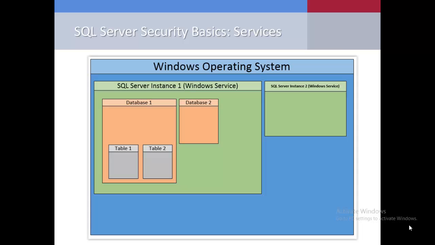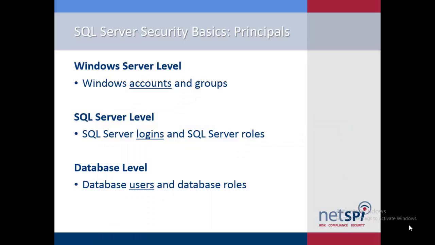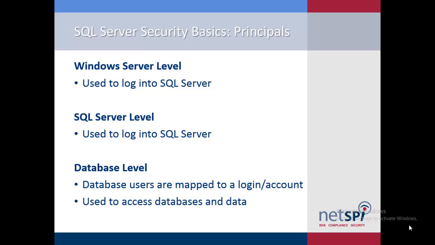And then within that, we have individual databases with different access controls, and then tables that hold all of the application data. Now, to get access to those, we have what are called security principles that work on different levels. We have operating system and domain accounts and groups that we can use. We have SQL Server's logins that exist only within SQL Server. And then we have database level users.